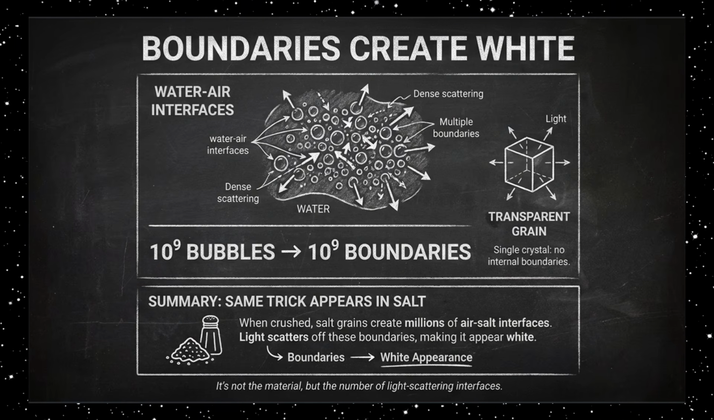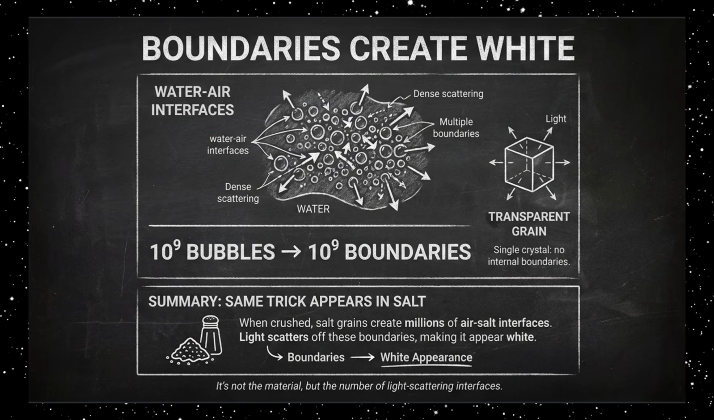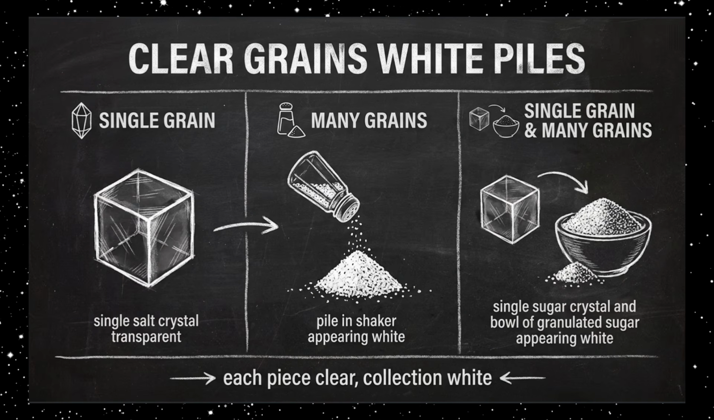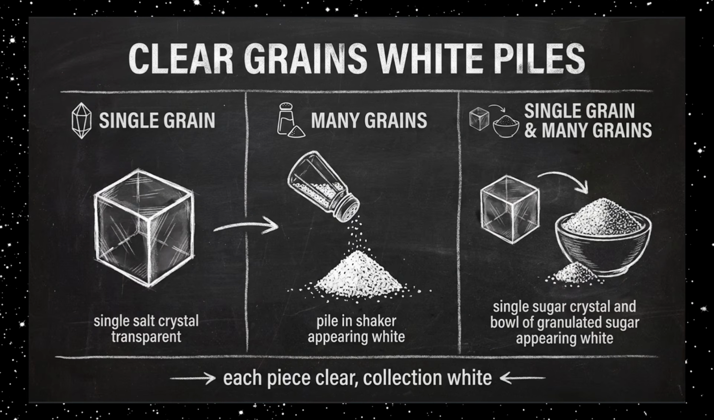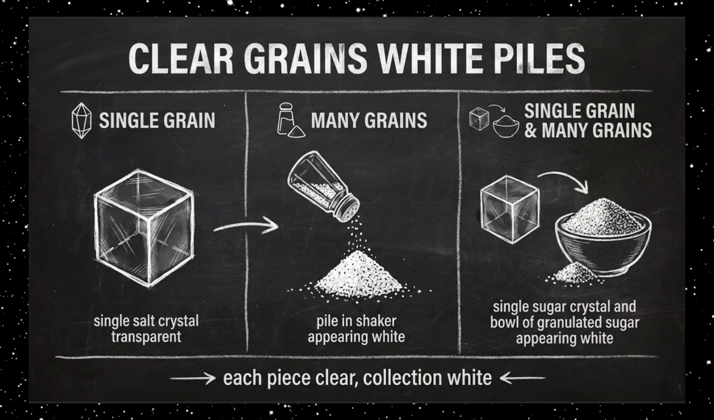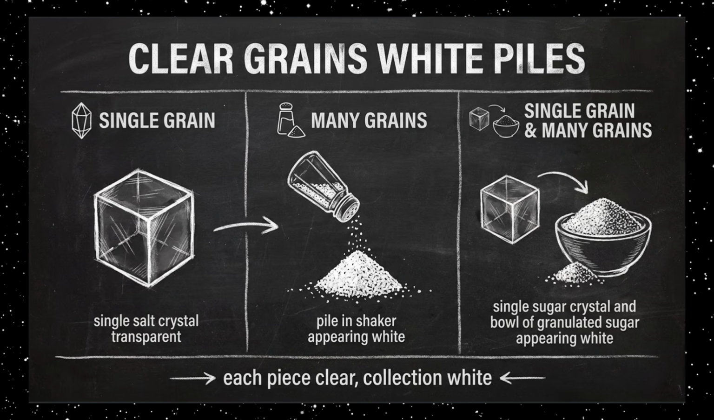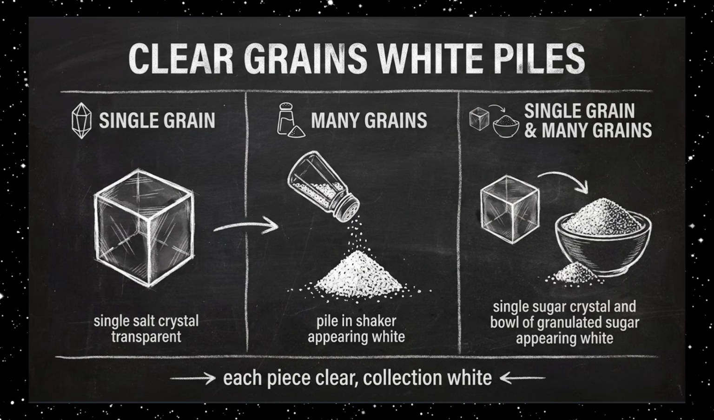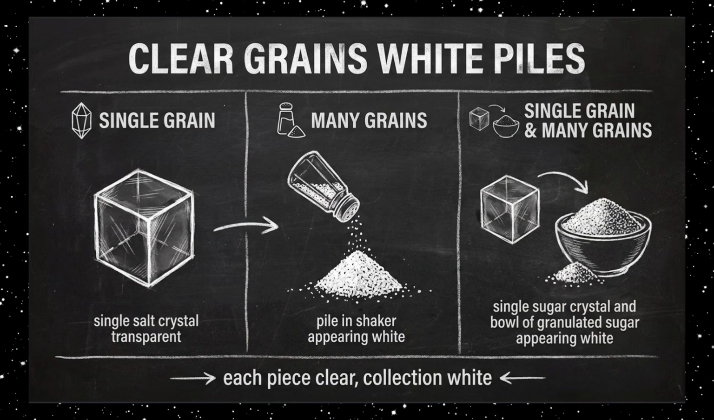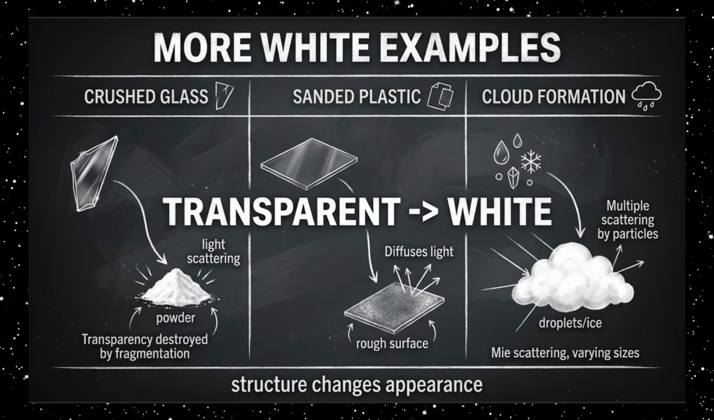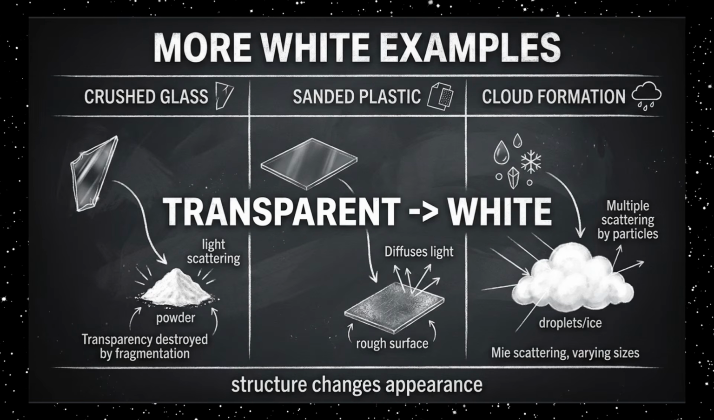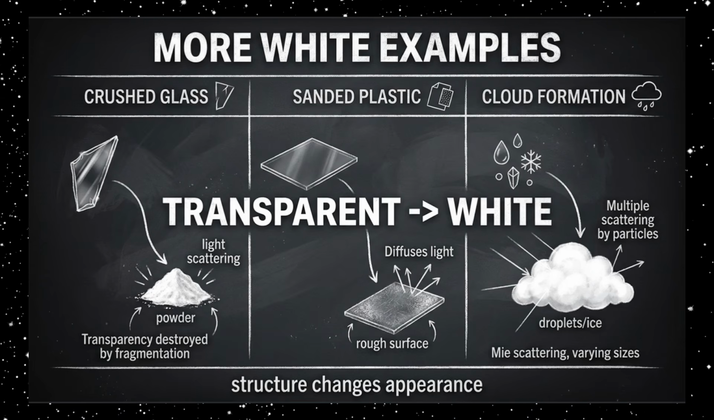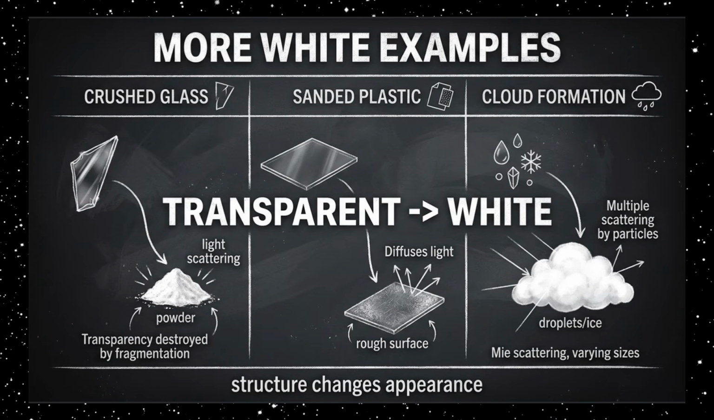It is why a single grain of salt, if you look at it closely, is a perfect transparent crystal. But a salt shaker full of salt is white. Each grain is clear. The pile is white. Same for sugar. A single sugar crystal, like rock candy, is clear. A bowl of granulated sugar is white. Crush a piece of glass, and it goes from clear to a white powder. Take a sheet of clear plastic and rough up the surface with sandpaper, and it turns frosty white.